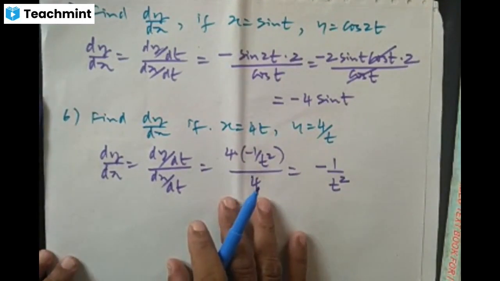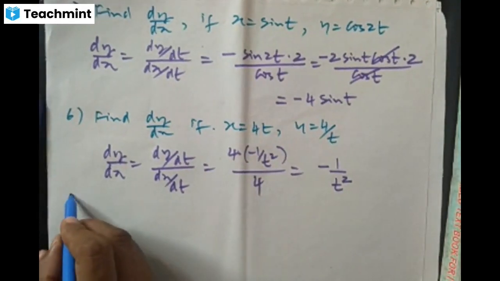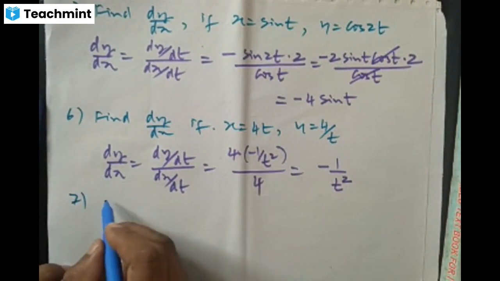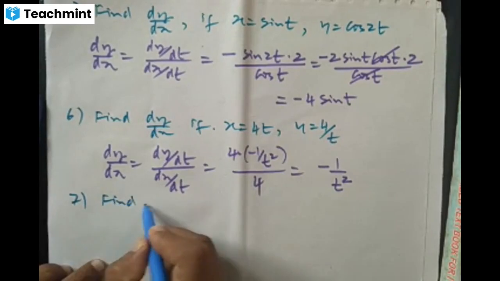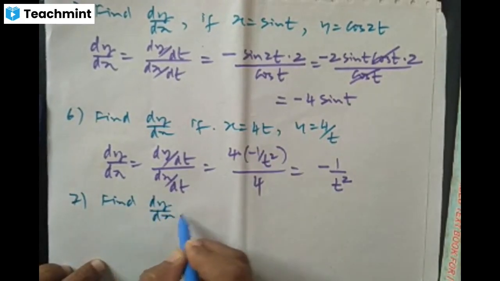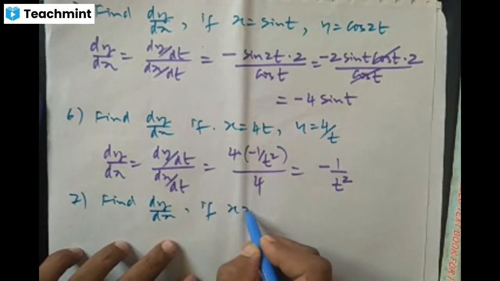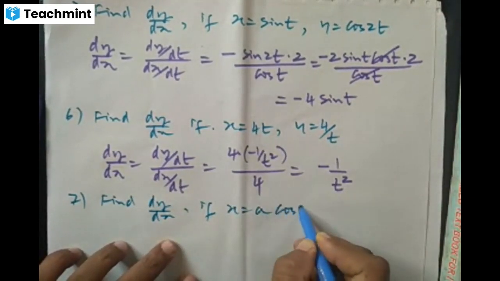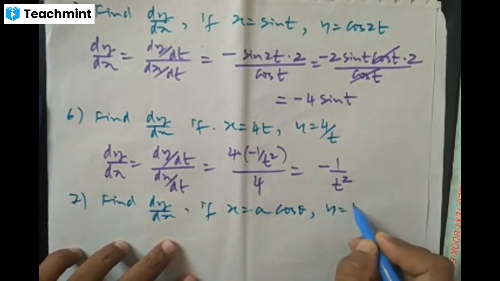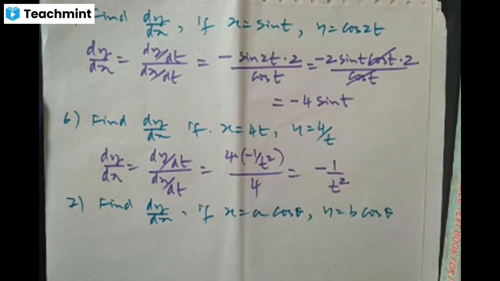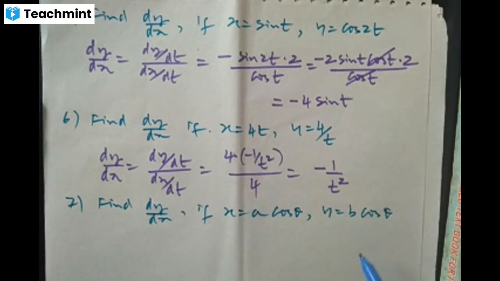Next problem, number 7. Find dy by dx if x is equal to a into cos theta, y is equal to b into cos theta.